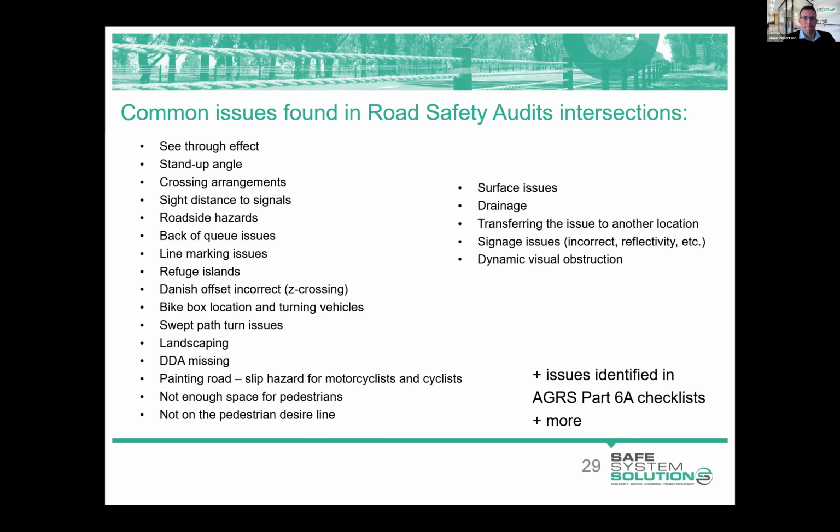So this slide lists some of the common issues found at intersections. There are prompt lists in the back of Guide to Road Safety Part 6 for intersections, and there are more general lists and others that are a great reference for auditors, and particularly people that are new to auditing, just to make sure that you're thinking about all of the right things. They are quite extensive lists, so most of the things in those lists probably won't be relevant to a particular project, but I encourage you to look to those.